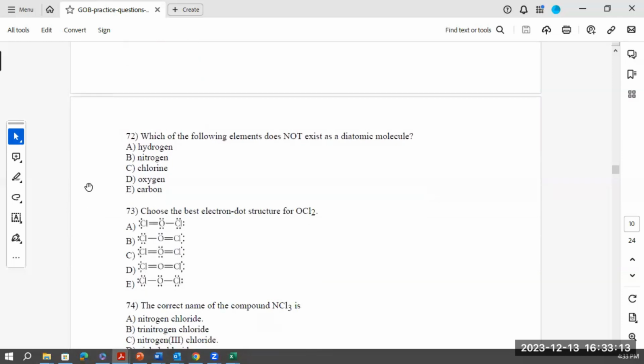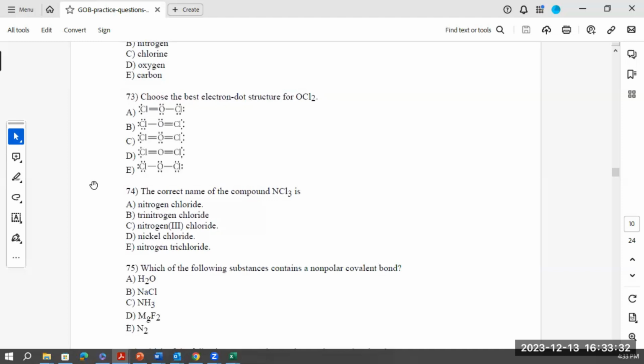Okay. So, which of the following elements does not exist as a diatomic? I believe that there's a question like this on the exam. Carbon. That is correct.